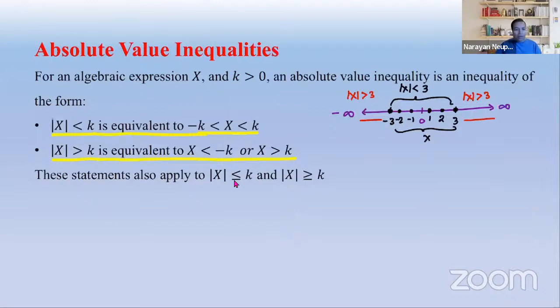So always remember, if the absolute value is less than, then we write in this format. Okay, -k is less than or equal to x is less than or equal to k. If it is greater than, then we have two statements. You can see x is less than -k or x is greater than +k.